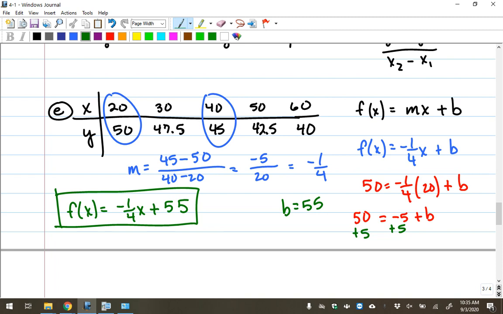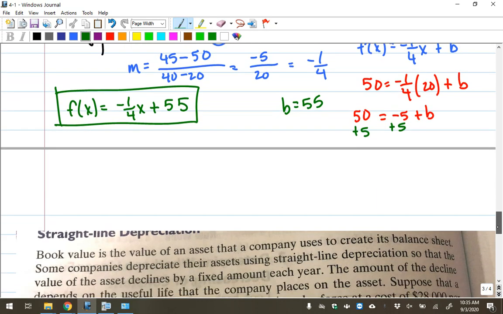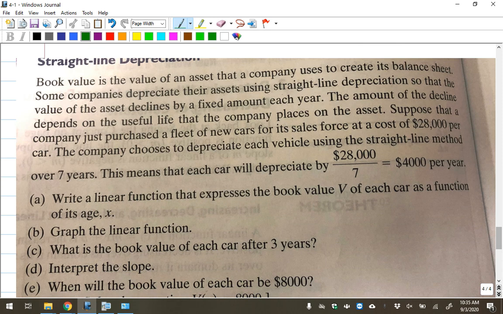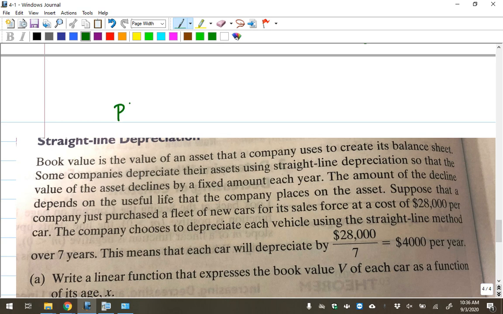Okay. So that's writing the equation of a line from a set of ordered pairs. We've done that before in Algebra 1, so it's not anything new. All right, let's look at this word problem here. This is actually from page 282 in your textbook. It's one of the examples. Page 282, example 4 is where I pulled this picture from.